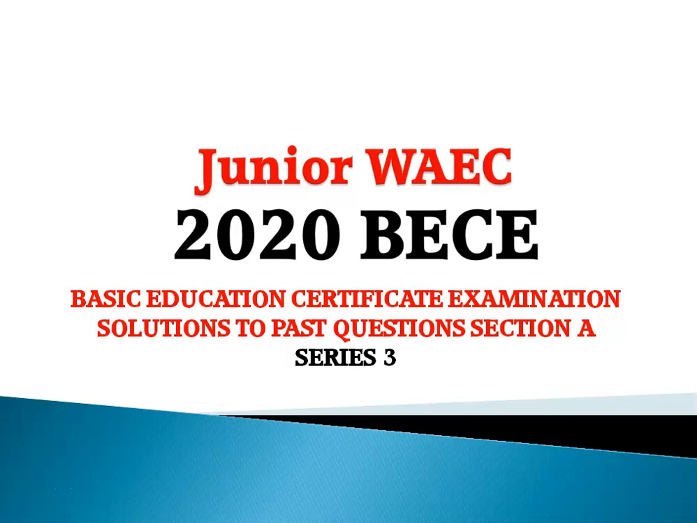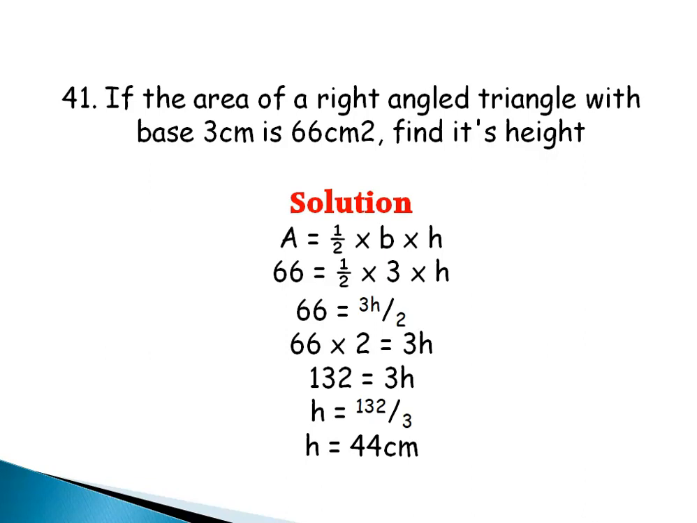Alright, we're going to continue from where we stopped. This is series 3. Question 41. If the area of a right-angled triangle with base 3 cm is 66 cm square, find its height.